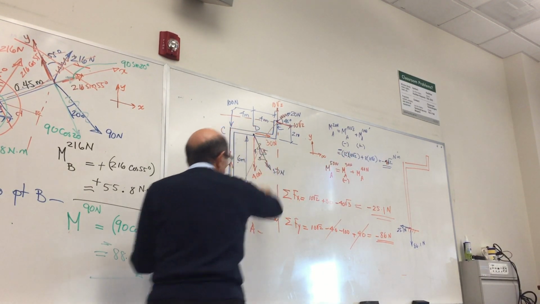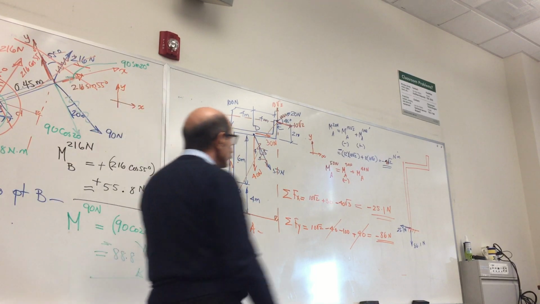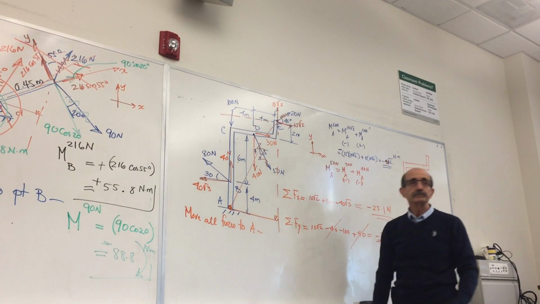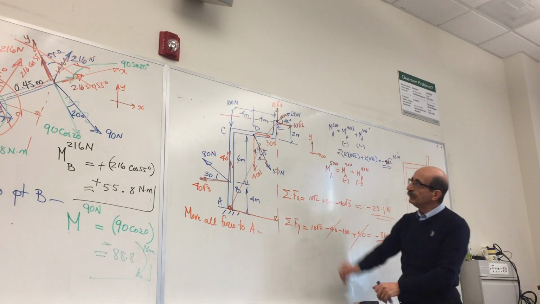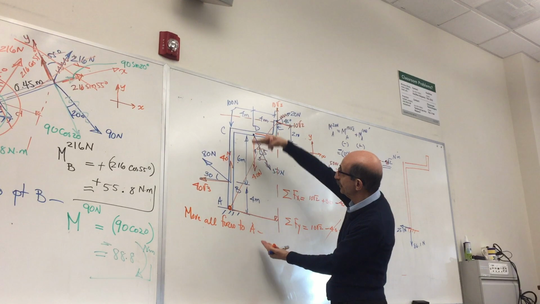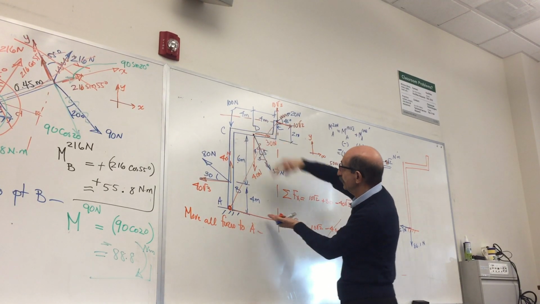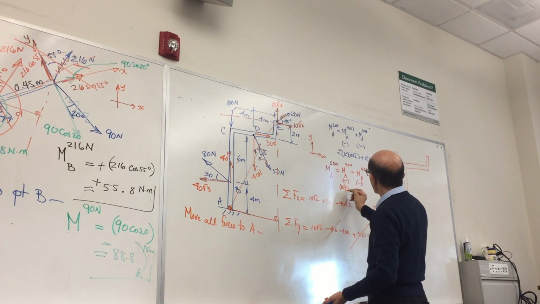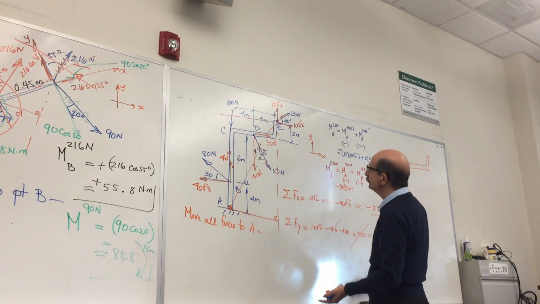This one is also going to rotate clockwise, so this would also be negative. How much is the moment of this about point A? The vertical distance from here to here is 10. So you have 10 times 30, negative.